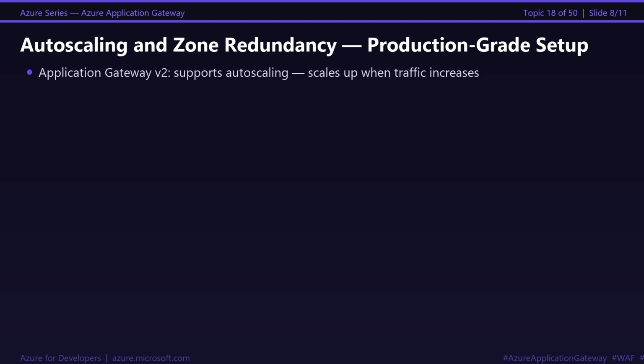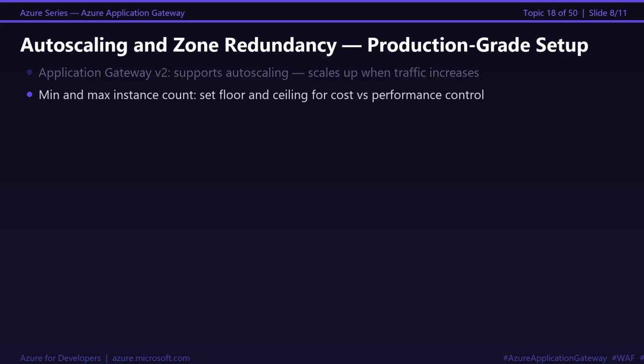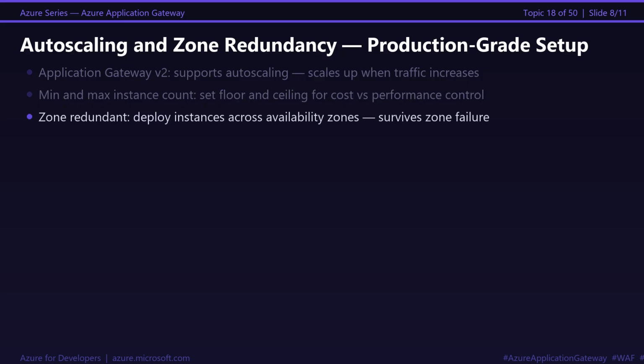And always deploy across availability zones. Zone 1 fails, your gateway instances in Zone 2 and Zone 3 keep serving traffic. Health probes detect the unreachable backends. Traffic redirects automatically. The production template is simple. v2 SKU. Autoscaling enabled. Minimum 2 instances. Zone redundant. That's a gateway that handles whatever gets thrown at it.